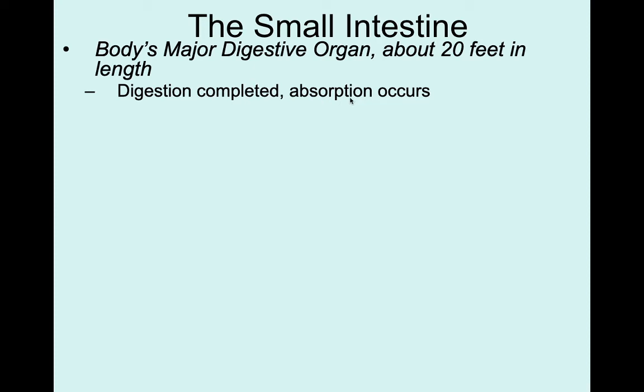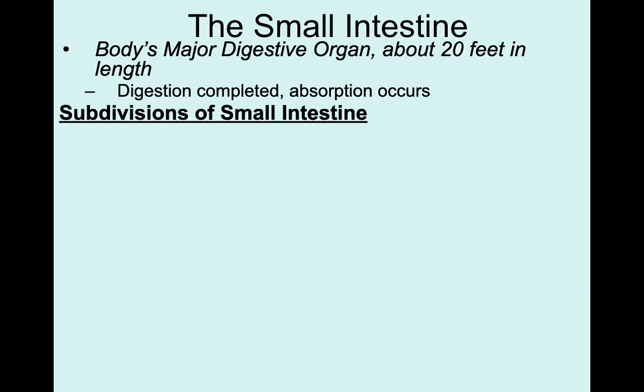And again, remember, absorption is where those tiny macromolecules, the little parts of the carbs, the proteins, and the lipids, are going to be absorbed through the small intestinal wall into the bloodstream to be carried and nourish all the cells of your body. So we have some different subdivisions of the small intestine.